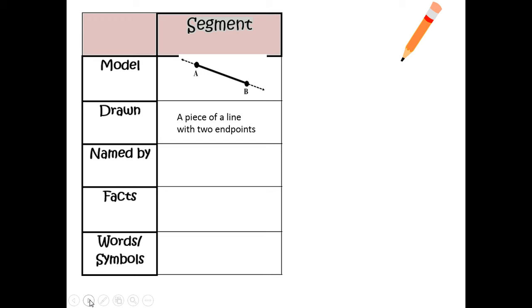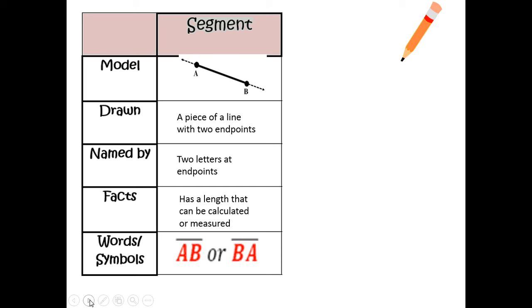So it's drawn like a piece of a line with 2 endpoints. It's named by the 2 letters on the endpoints. And because it does not go on and on forever, it has a length that can be calculated or measured. So in words or symbols, it's just like when we would label the line AB, except we don't put a little mini line above it. It's a little mini segment.